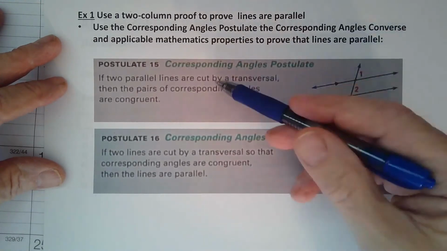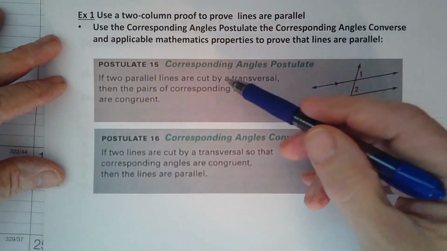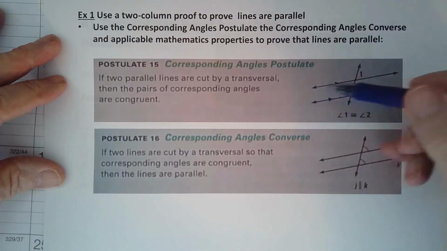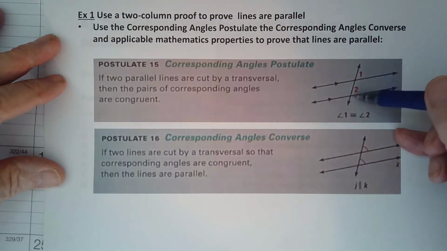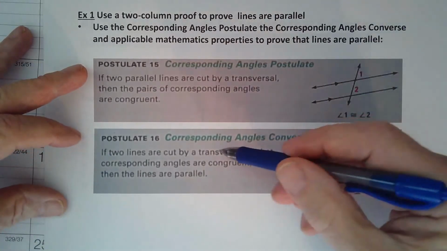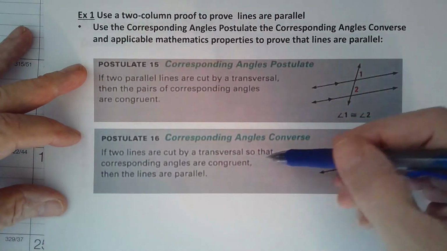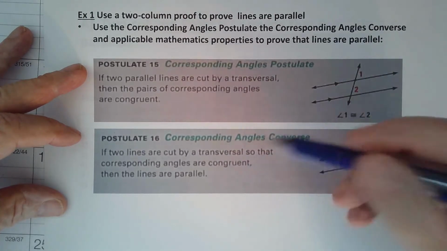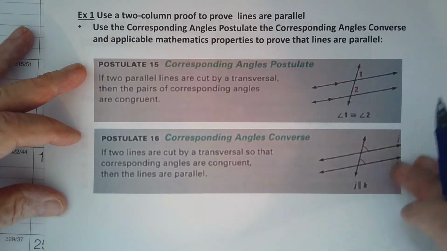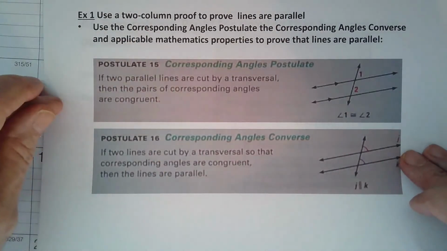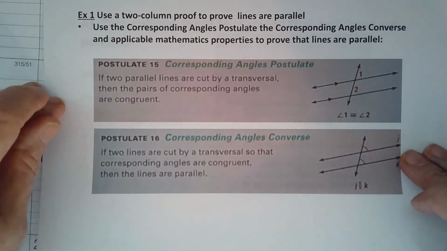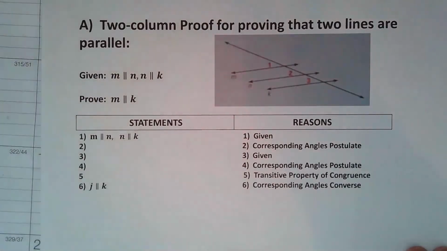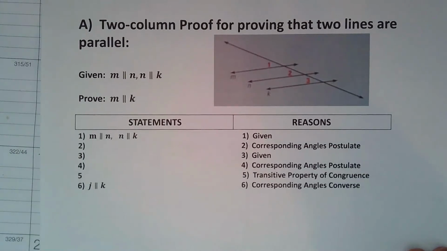The postulate says if two parallel lines are cut by a transversal, then the pair of corresponding angles are congruent. Okay? And the converse is that if you have two lines that are cut by a transversal so that corresponding angles are congruent, then the lines are parallel. So it's just switching the hypothesis and the conclusion. And in this case, both are true. All right, so now we look at our example.